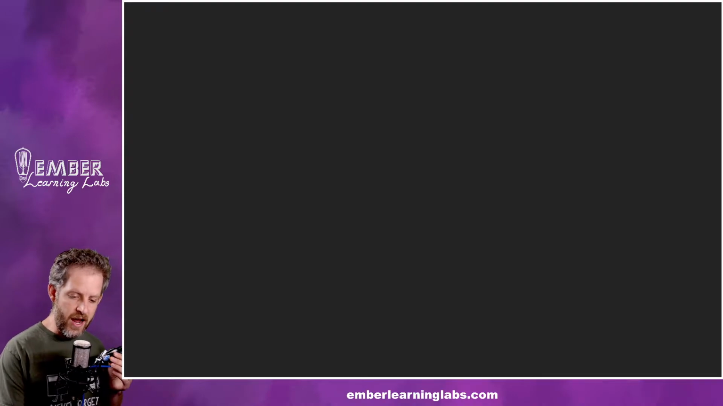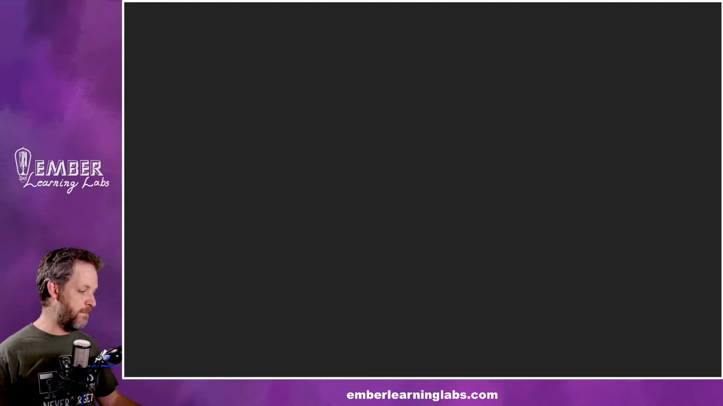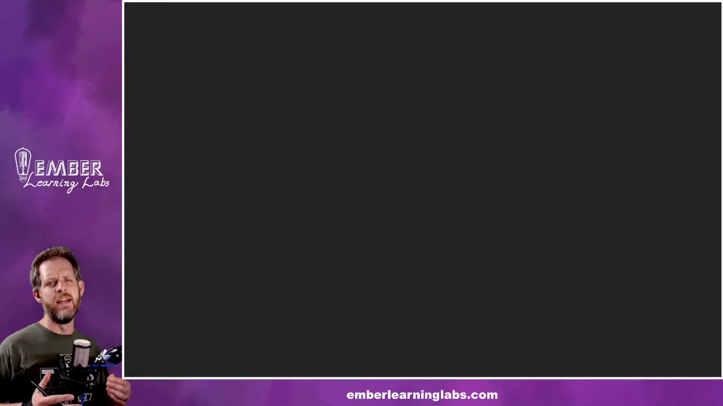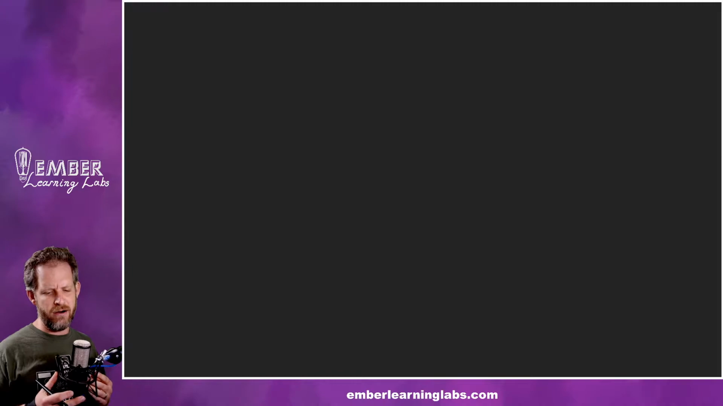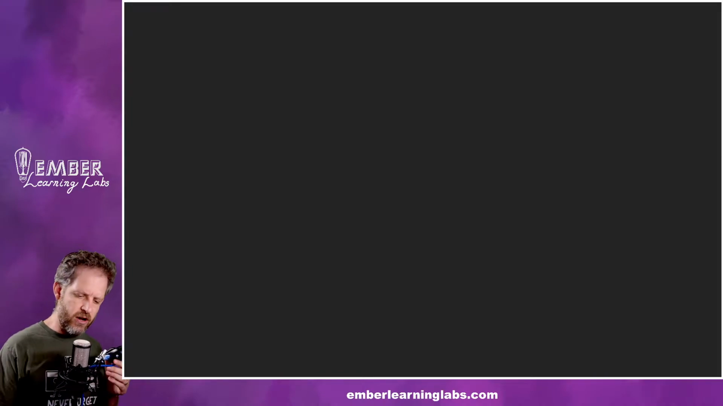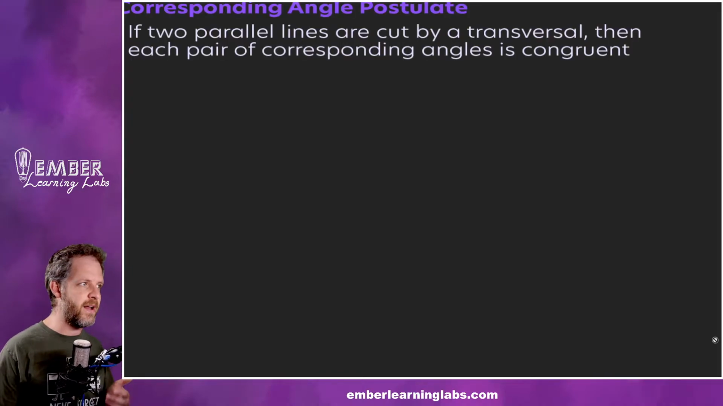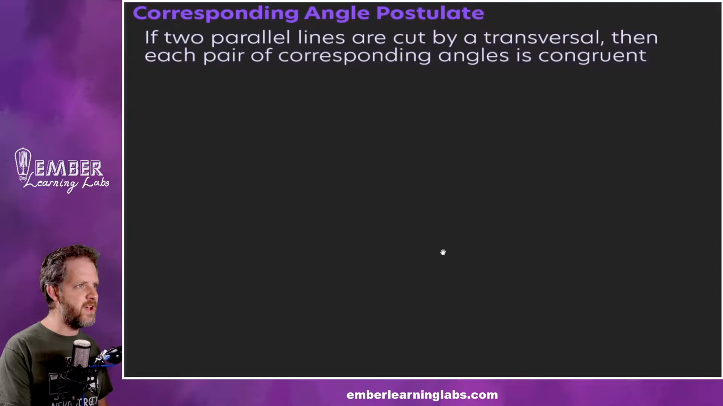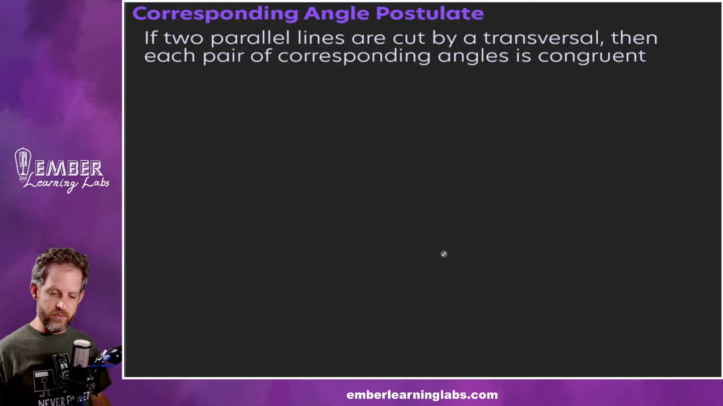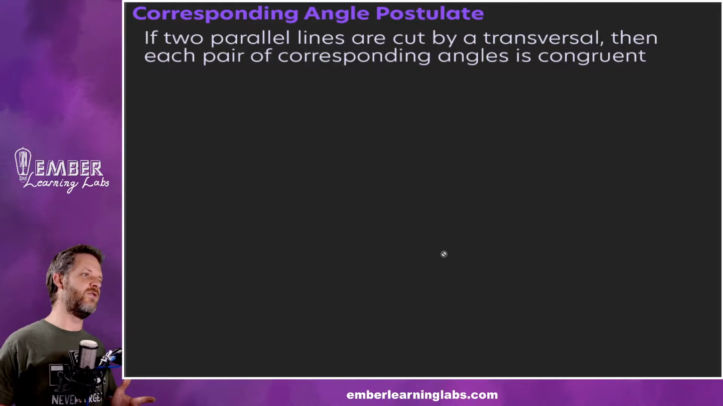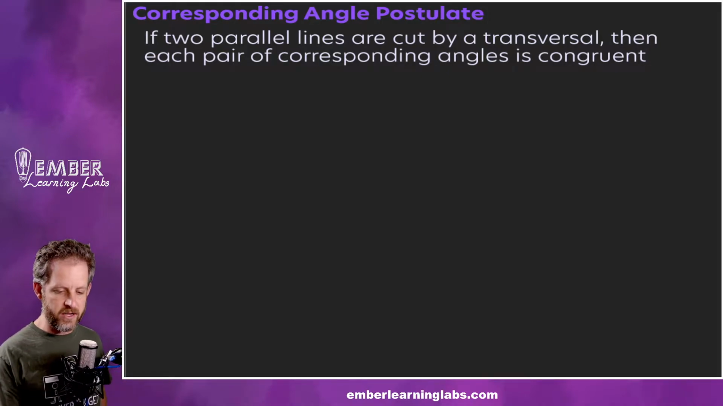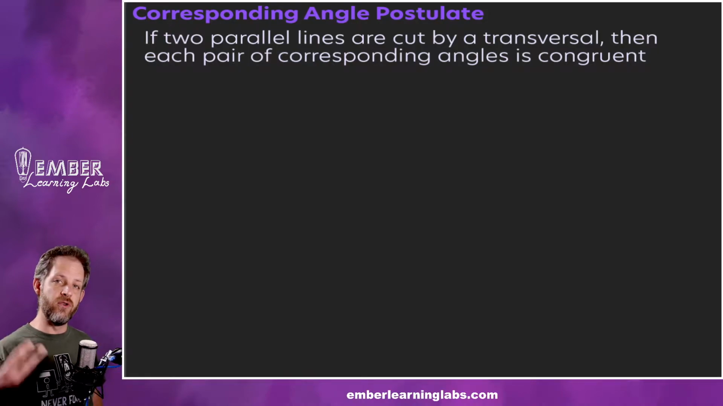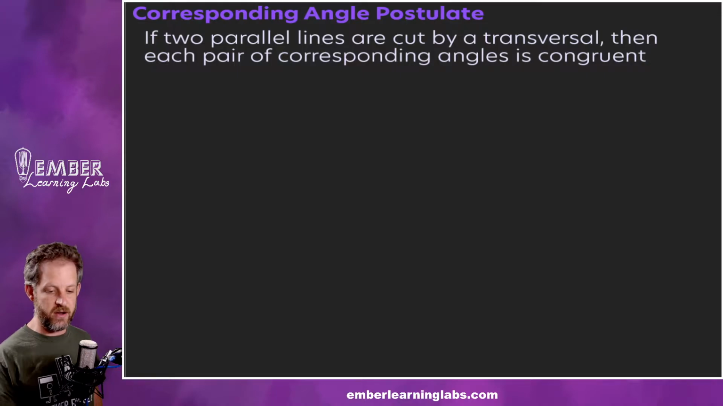So we're going to start out with a postulate. There is one postulate and several theorems here. Luckily, the theorems are all pretty similar. So the first thing that we're going to talk about is the corresponding angle postulate, which says that if two parallel lines are cut by a transversal, then each pair of corresponding angles is congruent. Corresponding, remember, are the ones that go together.